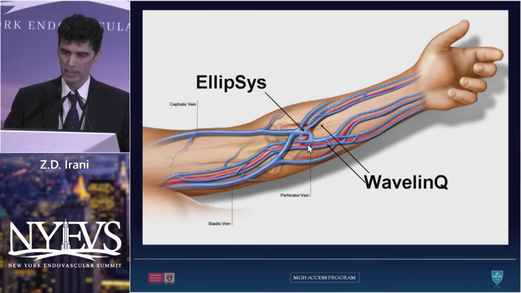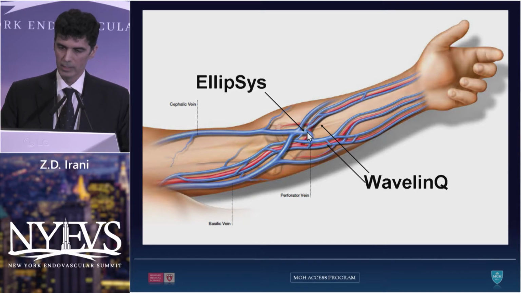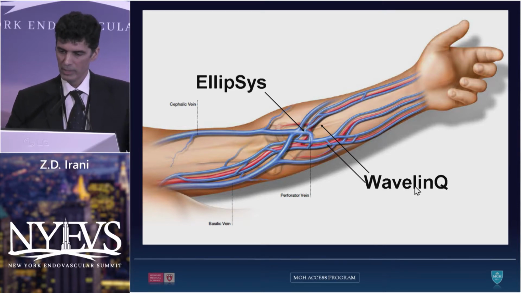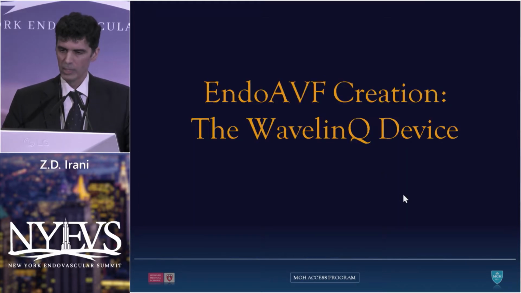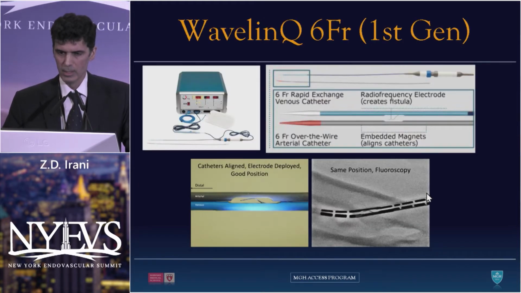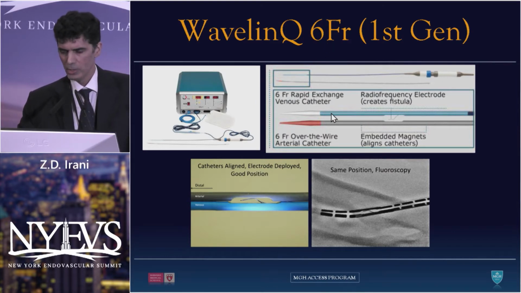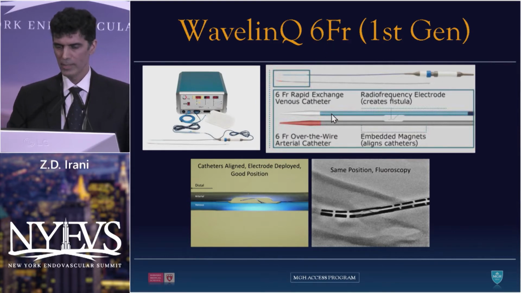The Ellipsys targets the radial artery and the perforating vein relationship, and the WavelinQ device targets the deep veins with the artery. So we'll talk about the WavelinQ device first. The original device was a 6-French system. And as you saw in the diagram before, it's a 2-catheter system.